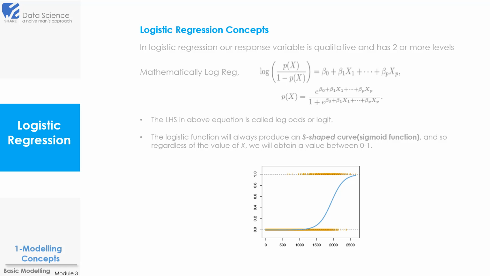Now logistic regression may classify the observations to a particular class if the value of log odds or logit is greater than 0.5 and to another class if it is less than 0.5. So that is how class assignment works in logistic regression.